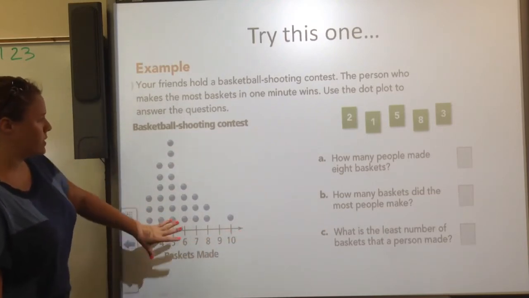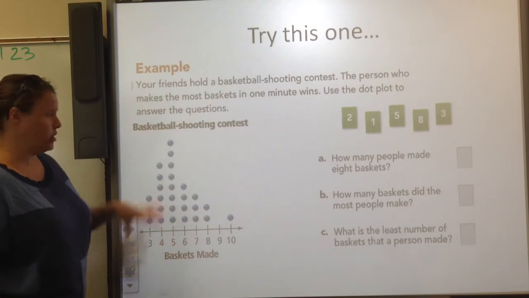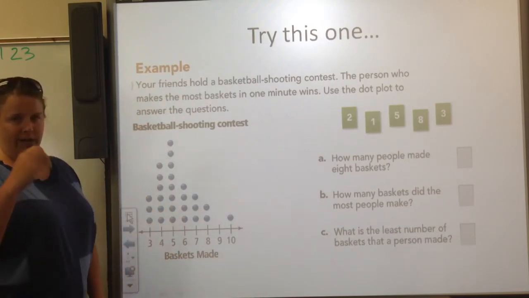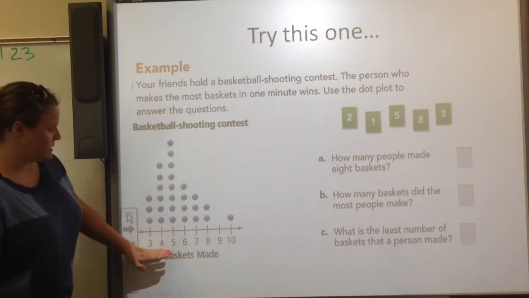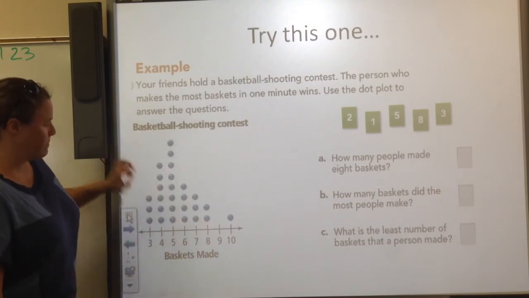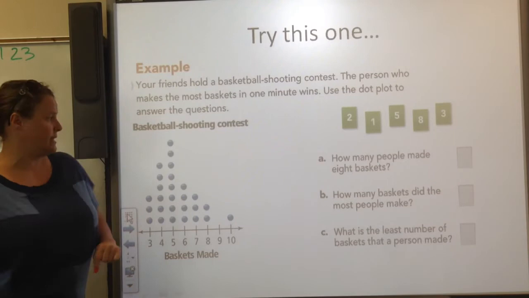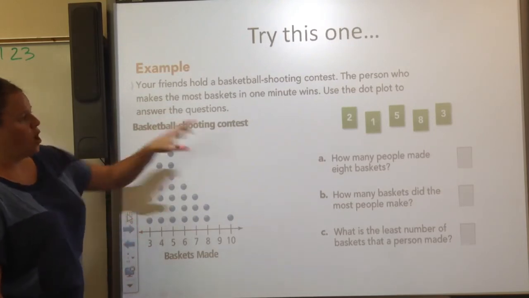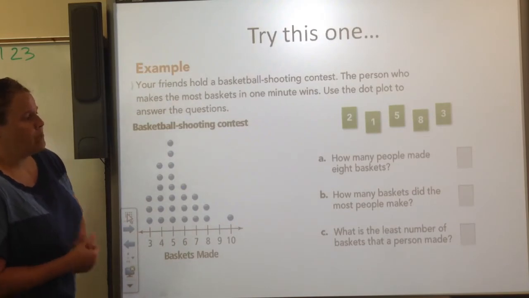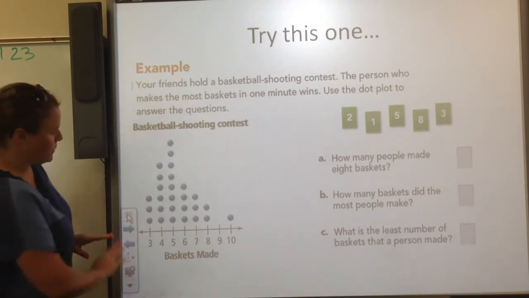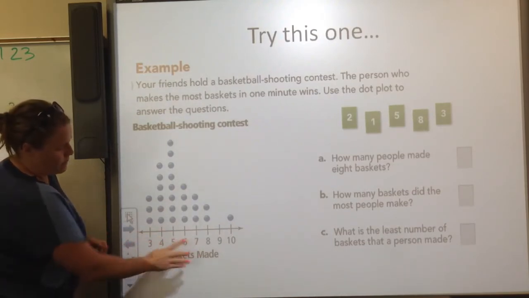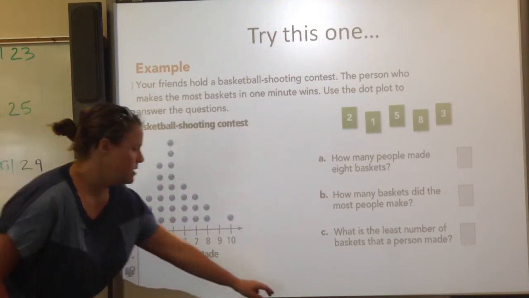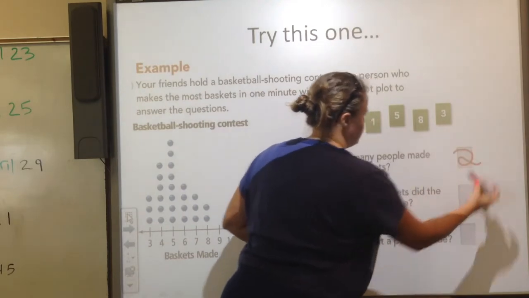I do want you to create this dot plot. You can either use circles or X's, whatever works for you. Then they use circles for basketballs. So each of these is the baskets made, and each dot is a person that made that number of baskets. So record that as an example that we can work with. Over here it says, how many people made 8 baskets? So we go over here to our number line, and 8 baskets, 2 people made that. So I can write down 2 people.